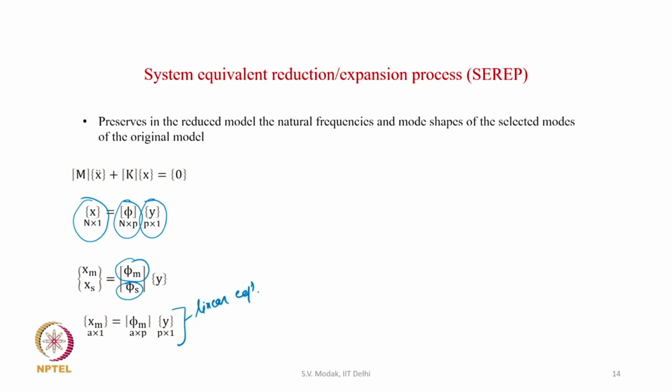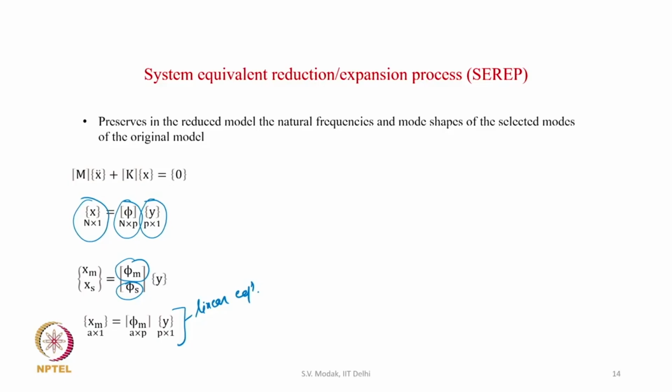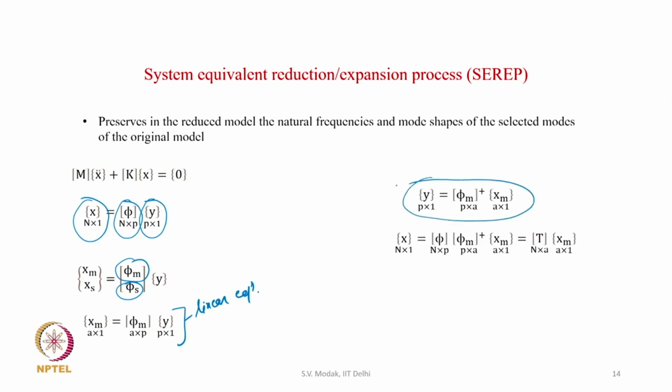So, here if we choose A to be more than P, that is, the number of master coordinates is more than the number of modes P, then this forms an overdetermined system of linear equations, and we can obtain a least square solution of this equation by taking the pseudo inverse of matrix phi m. So, that is why we obtain the solution for modal responses y, which is equal to the pseudo inverse of phi m into x m.